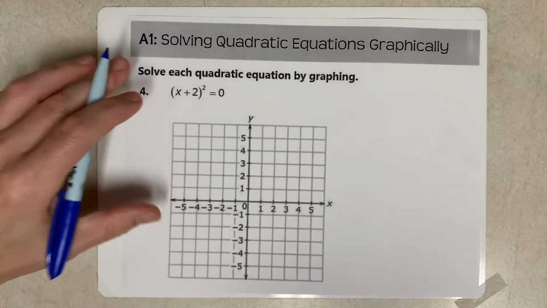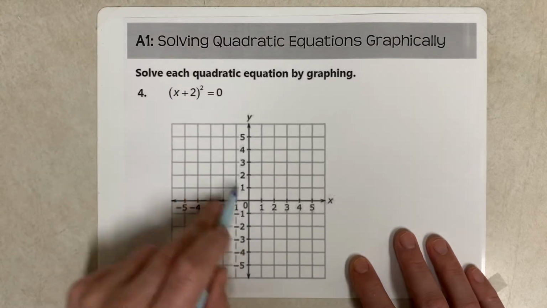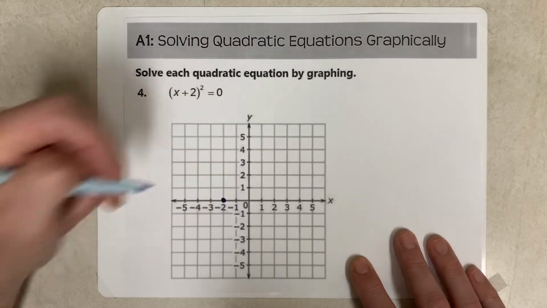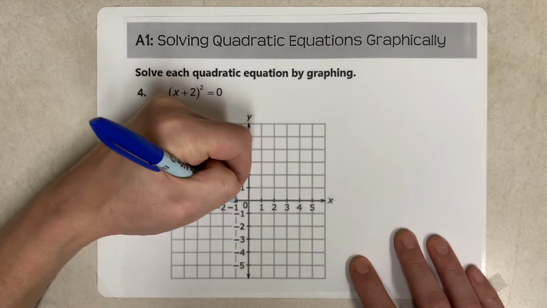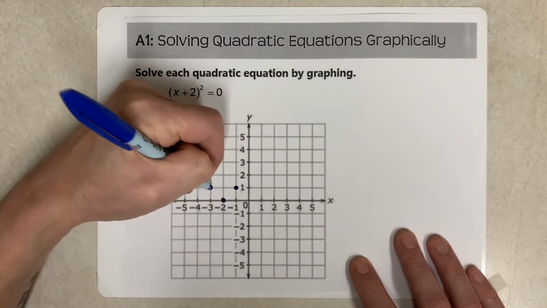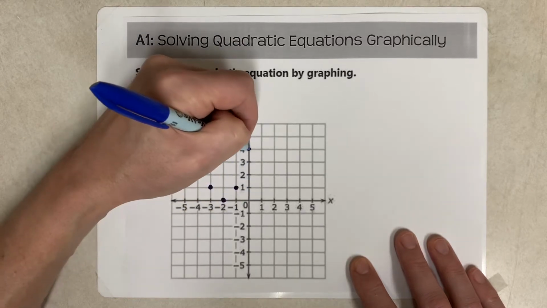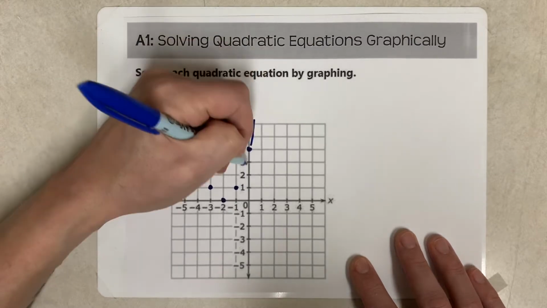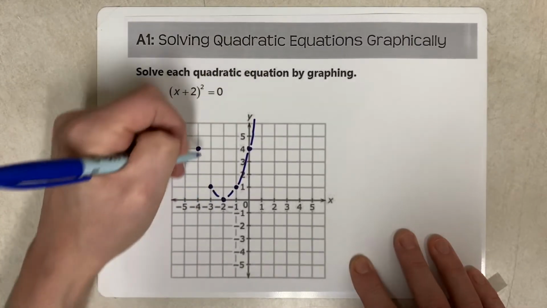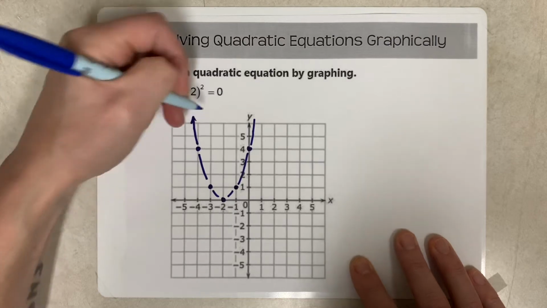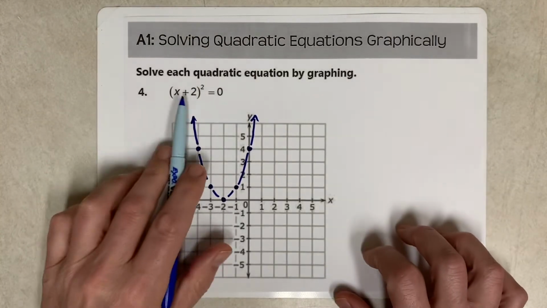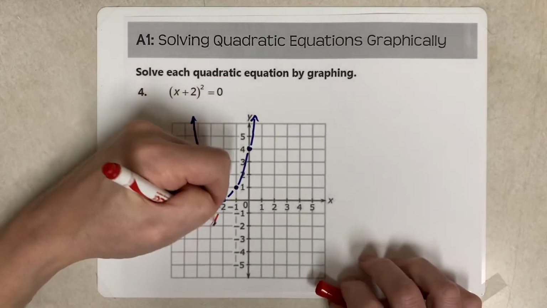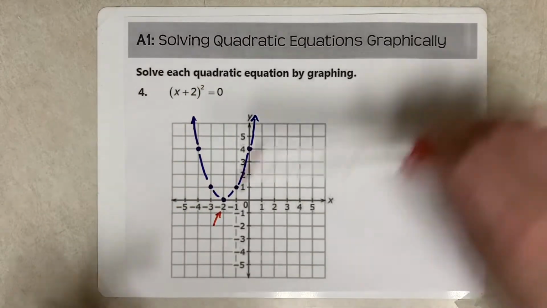So this one, we're going to take our vertex, we're going to shift it 2 units to the left. It does not move up or down, so there's our vertex. We're going to go over 1 up 1, over 2 up 1, 2, 3, 4. And that's pretty much it. We'll connect our points like so. And we want to figure out where our curve is equal to 0, and it appears to be at only one location, and that's negative 2, right where the vertex is.